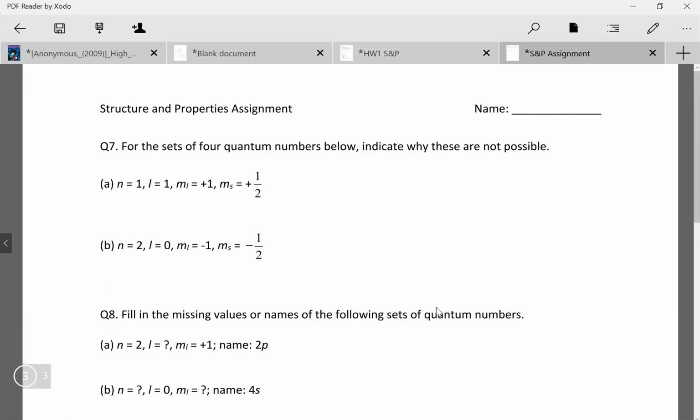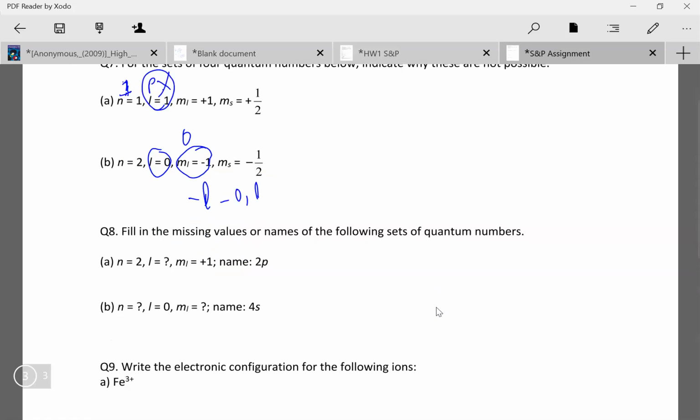So these are not possible because you can't have a 1p shell, for l ranges from 0 to n-1, which is in this case 0 to 0. So this is not possible. Here, for an l of 0, we cannot have an ml of -1, because ml ranges from negative l to 0 to positive l. In this case, that's just 0. There's only one orientation for the s orbital to be in, with the ml of 0.